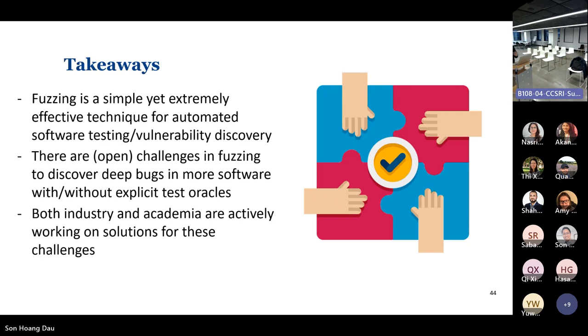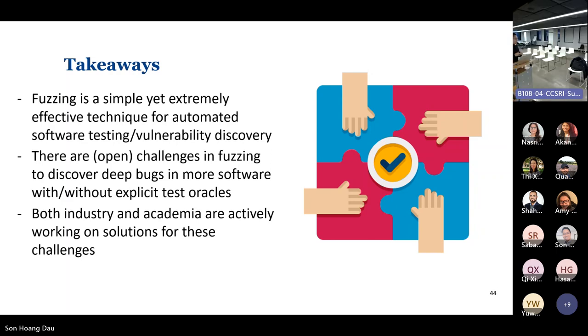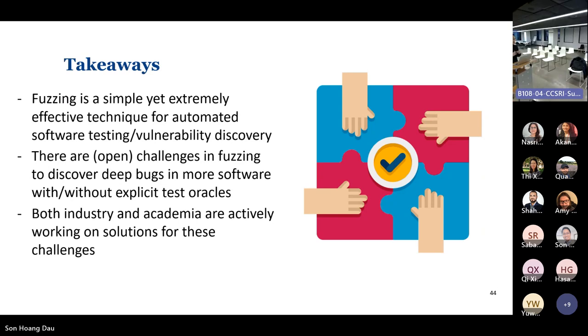So hopefully you understand a bit about the technical detail of what I have presented so far. But the key takeaway I would like to share here is, first, that fuzzing is a simple but very effective technique for automatically detecting software vulnerabilities. Second, there are several open challenges in this topic, and both academia and industry are working together to address them.